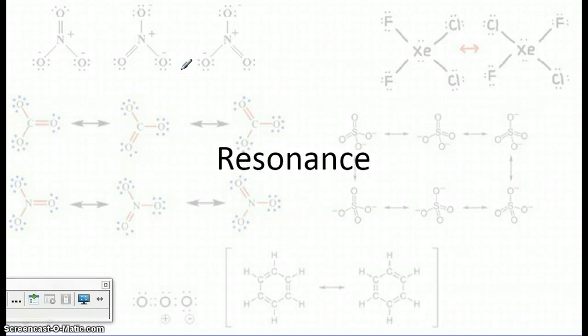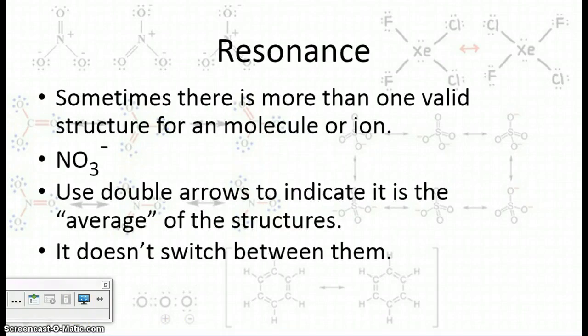In this podcast, we're going to talk about resonance. Resonance is when you can have more than one valid structure, Lewis structure, for a molecule or an ion. NO3 is a good example.